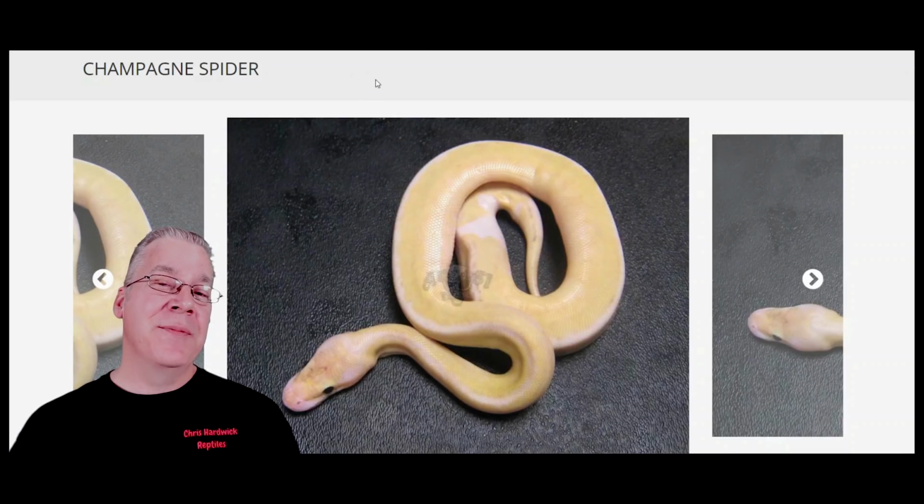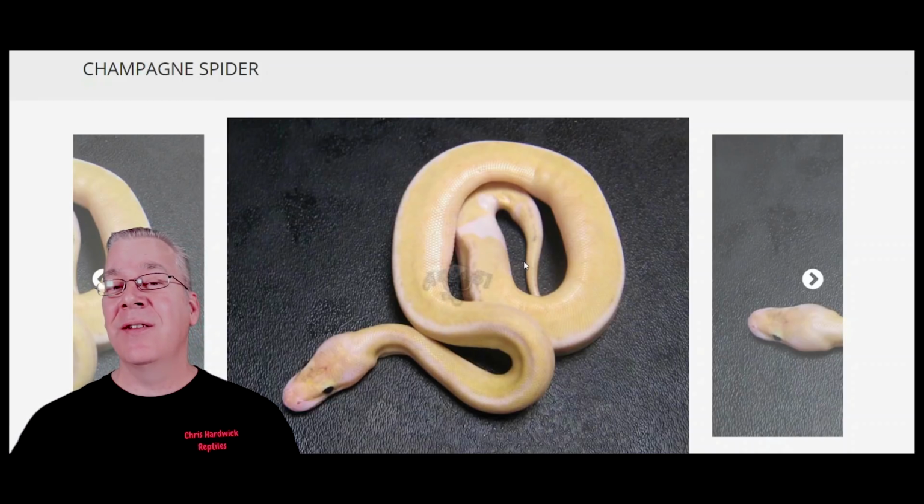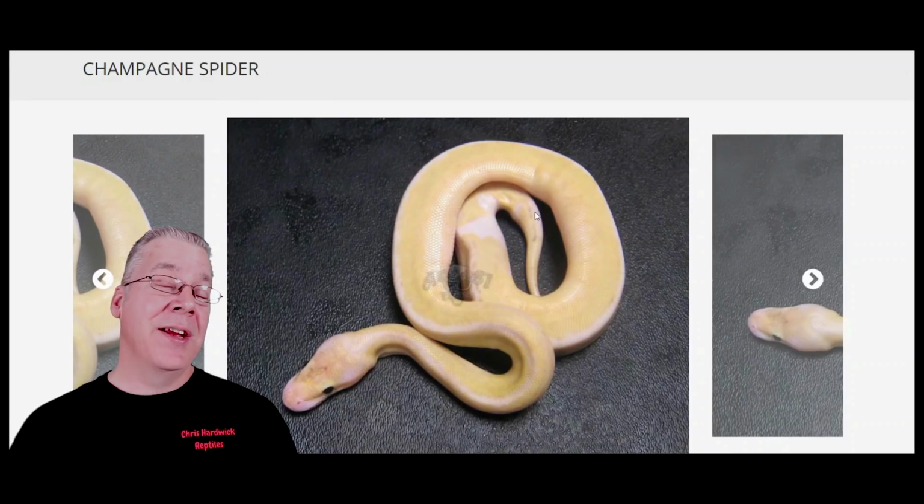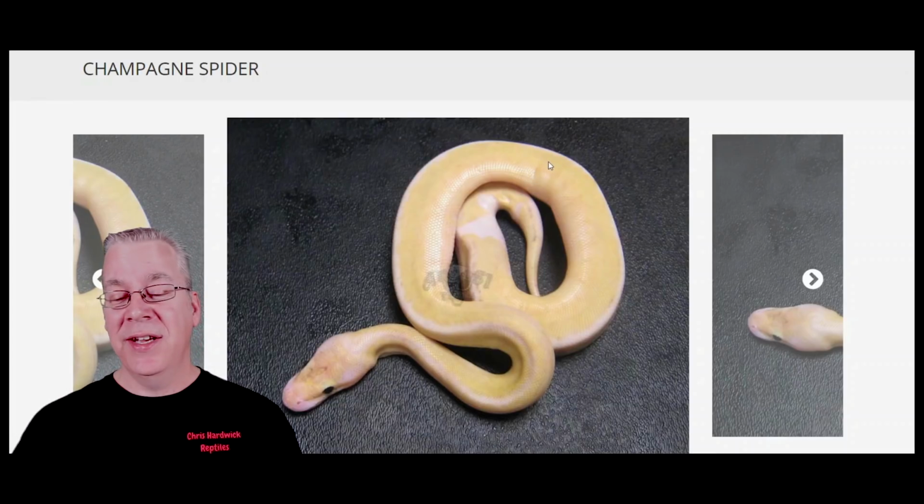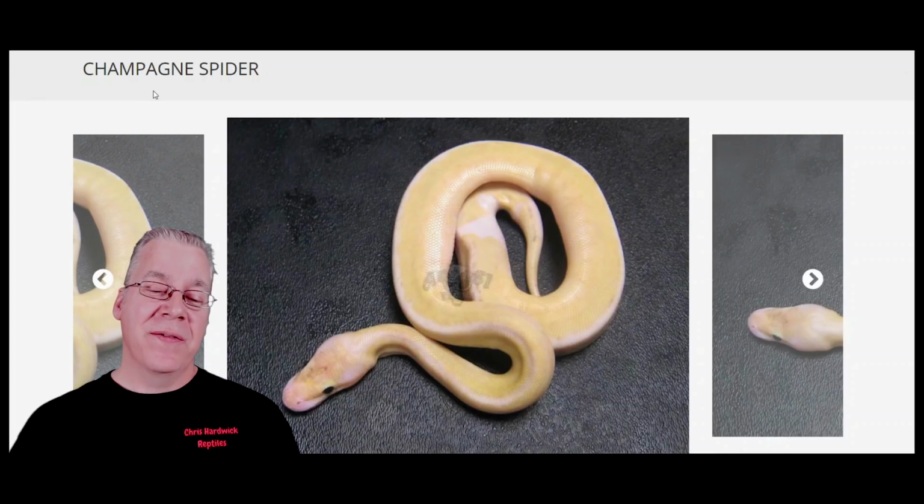And from what I've seen, most of the people that have actually done this pairing and made the champagne spider, they actually partially develop, or almost fully develop in the egg, and then they'll die before hatching or shortly after hatching, meaning you can actually make one, but it doesn't survive for very long, which is kind of an interesting characteristic of this combination.